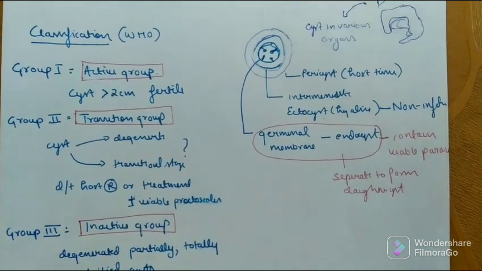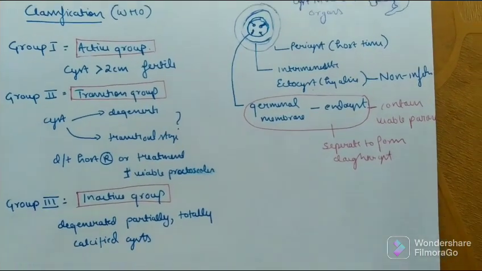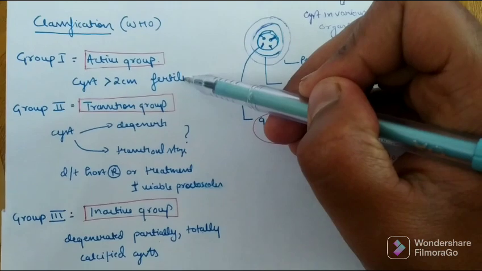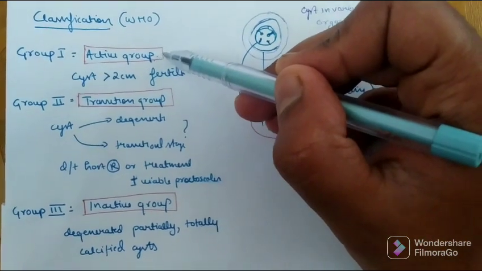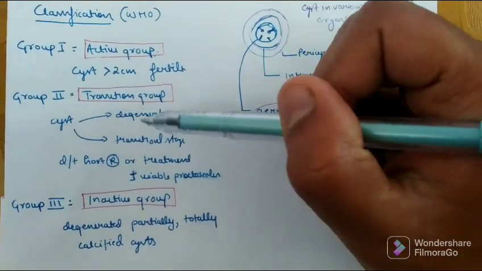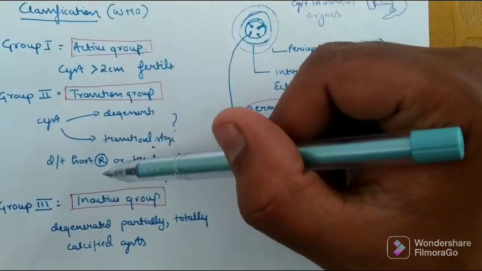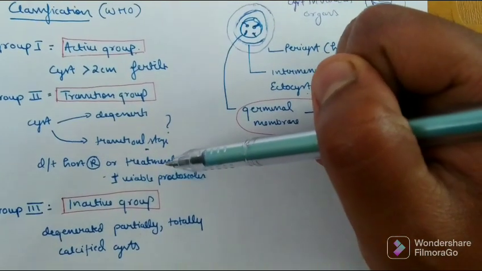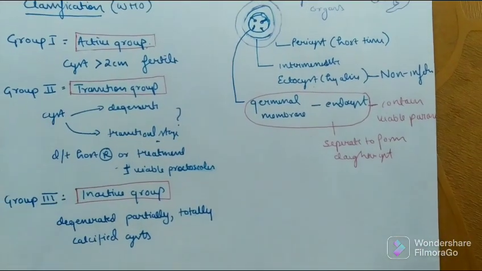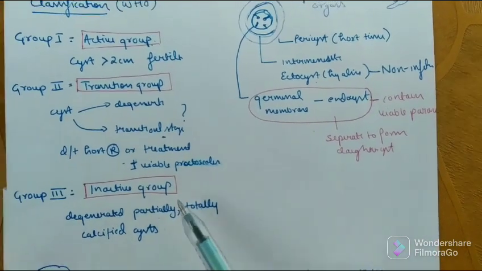Group 1, Group 2, and Group 3. These are three groups that were classified by WHO for hydatid disease. So Group 1 is an active group with cyst more than 2 cm in size and is fertile. This active group is going to transform into the transition group, where the cyst either degenerates or goes into a transitional stage, and this degeneration or transitional stage of cyst occurs because of host resistance or treatment that the host has received. This Group 2 may or may not contain viable protoscolex. Group 3 is an inactive group with degenerated, partially, totally, or calcified cyst. The least possibility of having viable protoscolex is in Group 3.